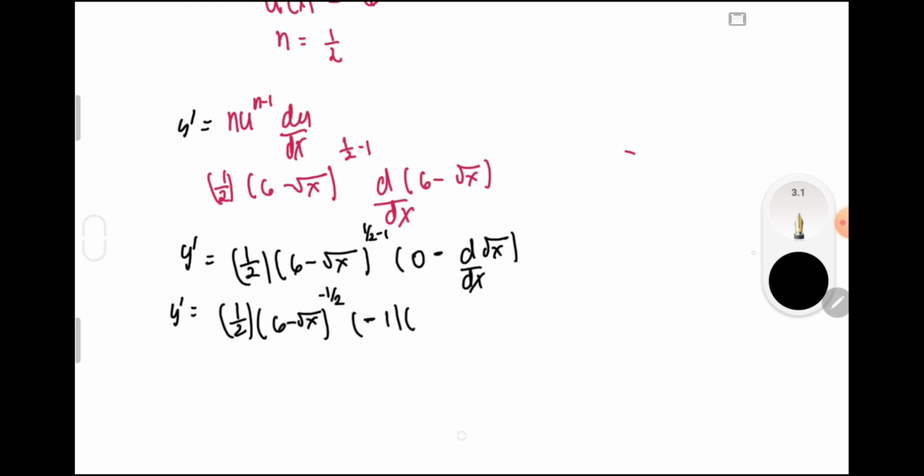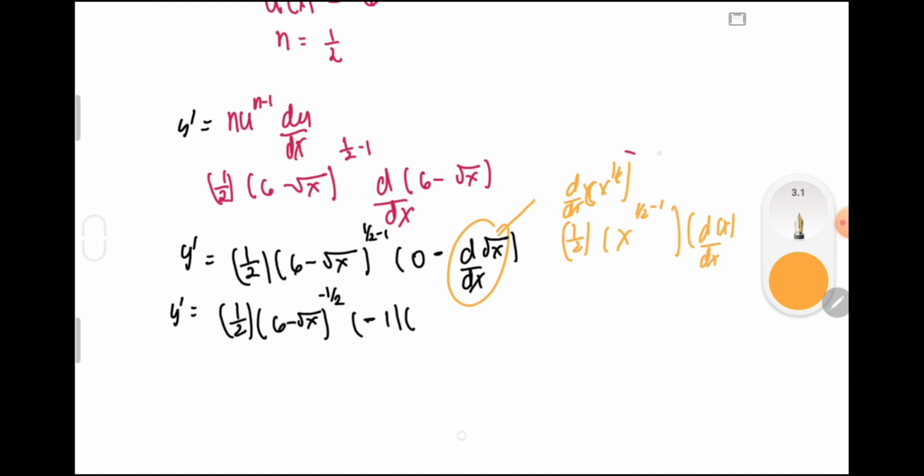So multiplied by the derivative of the square root of x, which will be the derivative of x raised to 1 half, which is equal to 1 half multiplied by x raised to 1 half minus 1, multiplied by the derivative of x with respect to x. Kasi, yung magiging n natin dito will be equal to 1 half, and then yung u of x natin will be equal to x. Okay? So, therefore, we'll have 1 half multiplied by x raised to 1 half minus 1, and the derivative of x is equal to 1.